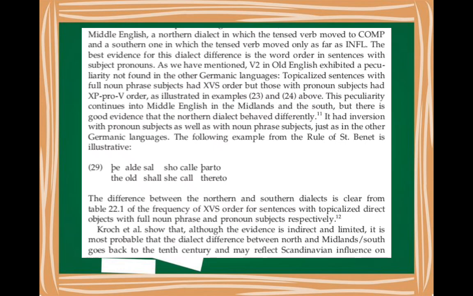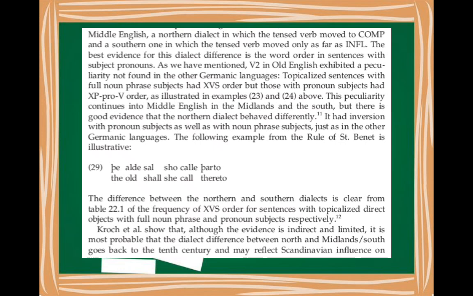The best evidence for this dialect difference is the word order in sentences with subject pronouns. As we have mentioned, V2 in Old English exhibits a peculiarity not found in the other Germanic languages. Topicalized sentences with full noun phrase subjects had XVS order, but those with pronoun subjects had XP Pro V order, as illustrated in examples 23 and 24 above.